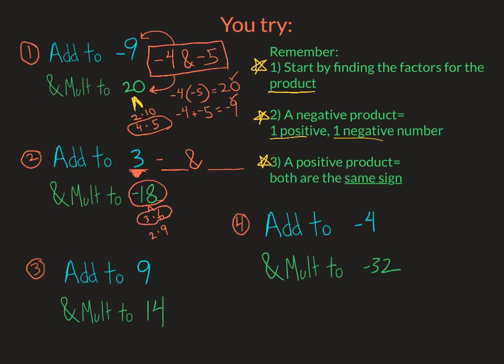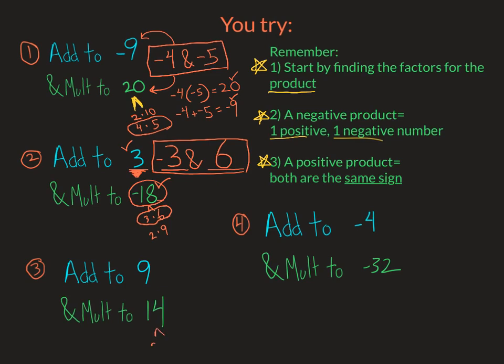And now since it adds to a positive number, the 6 must be positive. There have to be more good guys. Therefore, the negative has to be assigned to the 3. And if I add those together, they'll add to positive 3. If I multiply them, they multiply to negative 18. Sweet. That one's done. All right, let's try another one.